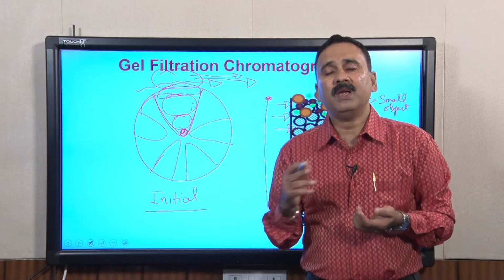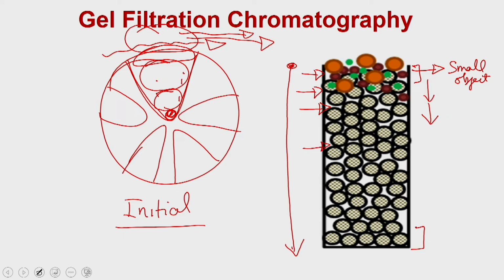or larger volume, whereas the larger molecules which are present within the beads, very far away from the smaller object, are going to travel smaller distances. That is why the large molecules come first and the small molecules come later. The largest molecule, which will not enter into the beads, is probably present somewhere here, and that is why it will come out very early on, and it may come out within the void volume.